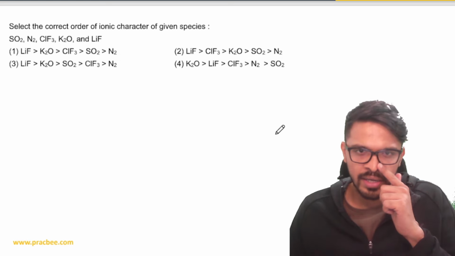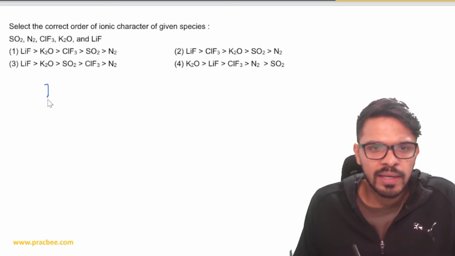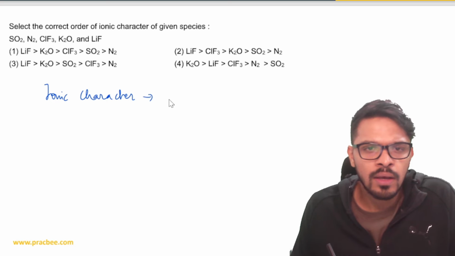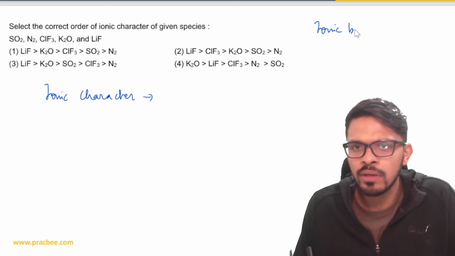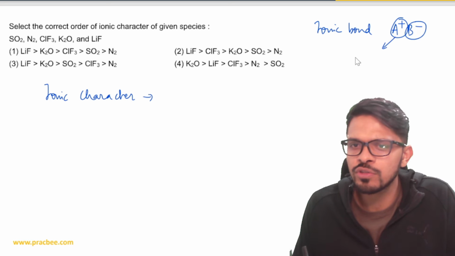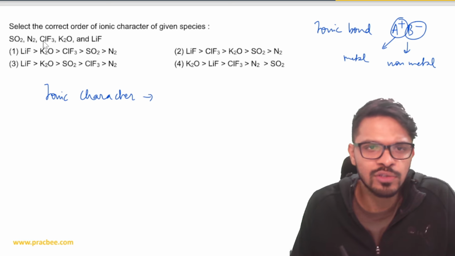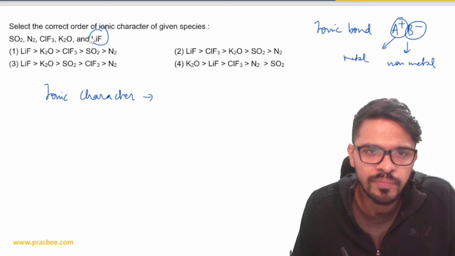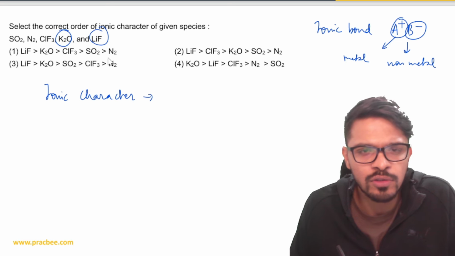Select the correct order of ionic character of the given species. So if we talk about ionic character, or an ionic bond, we need 2 elements, one electropositive, one electronegative. So one should be a very good metal, another should be a very good non-metal. Right? So out of the options, this may be our answer, and it is actually our answer. So lithium fluoride should have the highest ionic character, then K2O. It is also ionic in nature.